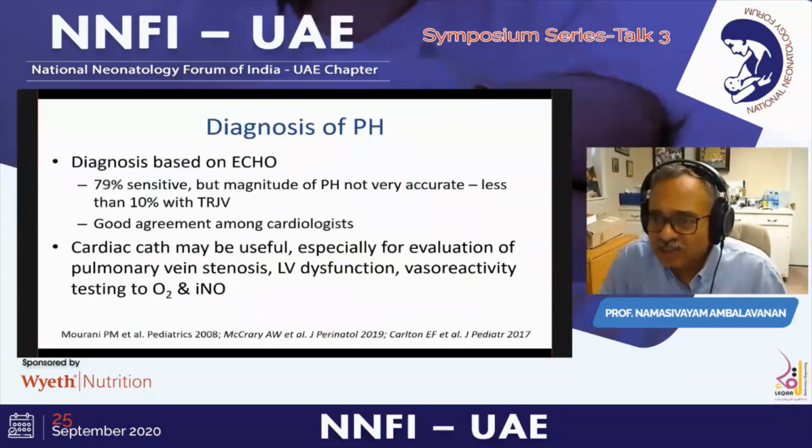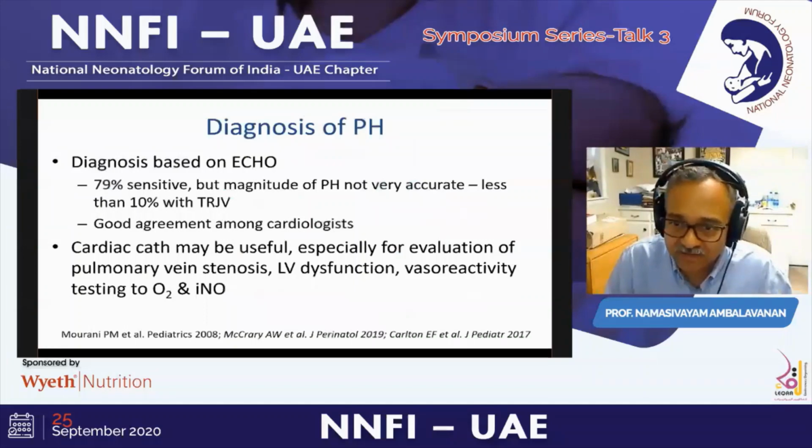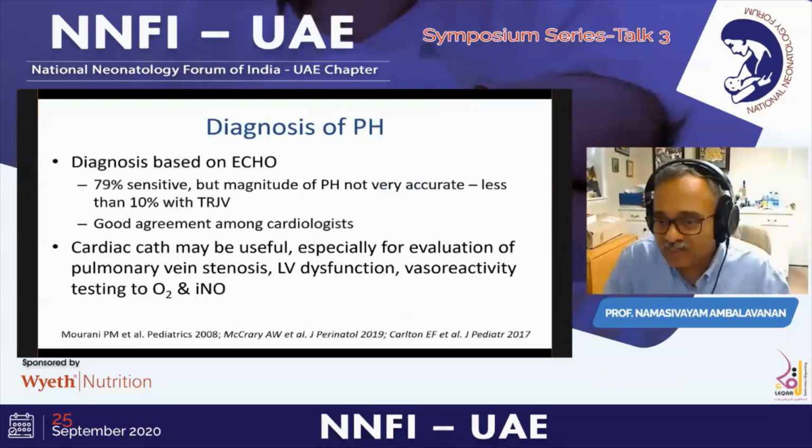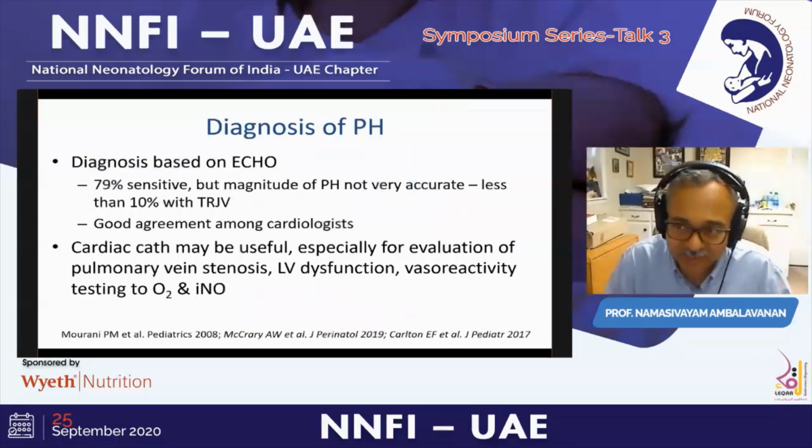We talked about this briefly, about a diagnosis of pulmonary hypertension based on echo. So it's quite sensitive, about 80% sensitive, but the magnitude of pulmonary hypertension is difficult to determine and is not very accurate, because less than 10% of these infants actually have a tricuspid regurgitant jet. So if you don't have a TR jet, it's hard to have good quantitation. But there is pretty good agreement among cardiologists as to whether or not pulmonary hypertension is present.